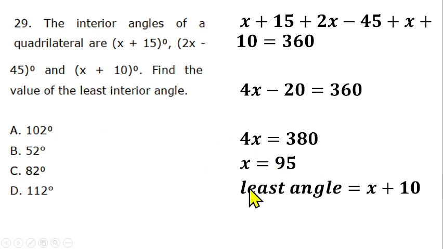And to find the least angle, it will be this angle, S plus 10. And if you do that, 95 plus 10 gives us 105.